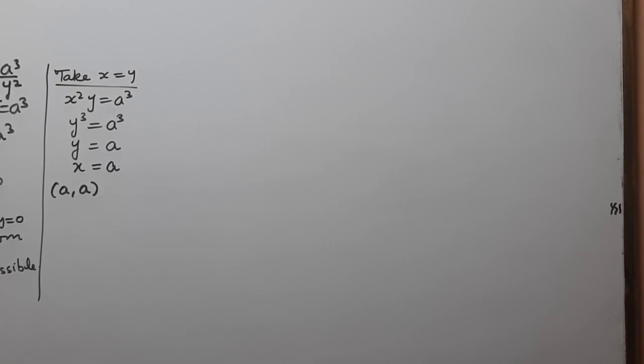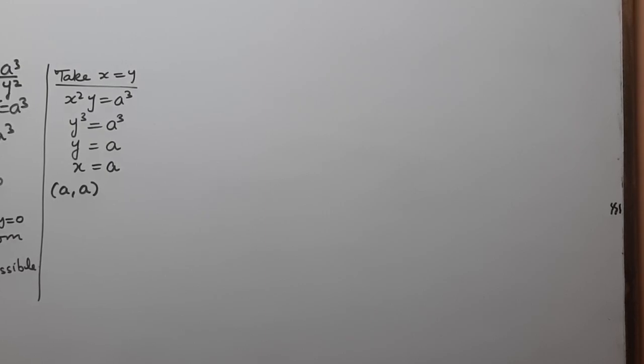When we put del u by del x equal to 0, we get one equation: x square y is equal to a cube. When we put del u by del y equal to 0, we get another equation: x y square is equal to a cube. Now solving these two equations, we get x equal to 0, y equal to 0 and x equal to y. When we put x equal to 0 and y equal to 0, we get a equal to 0, which is not possible. So we take x equal to y and put it in the above equation.